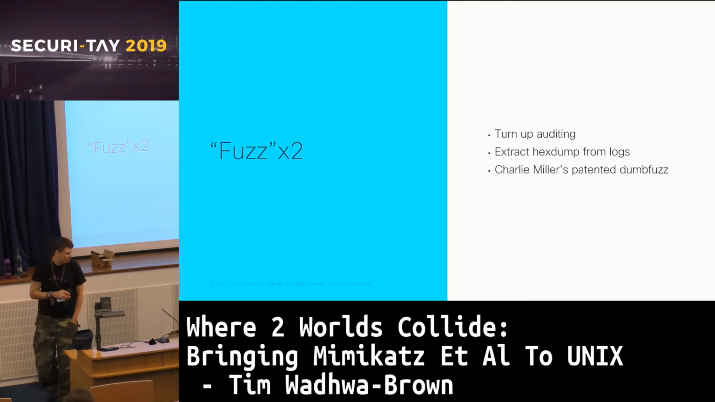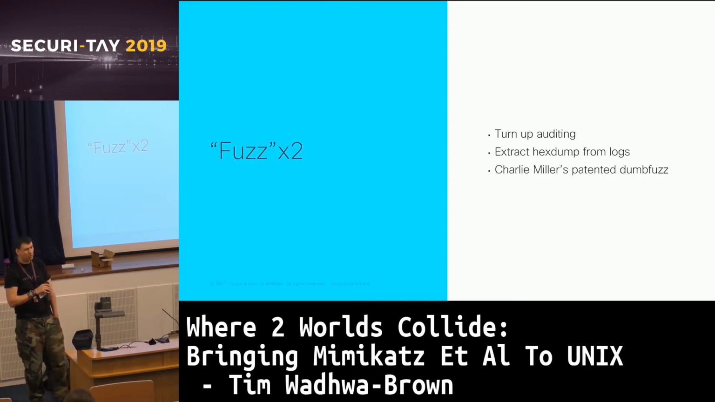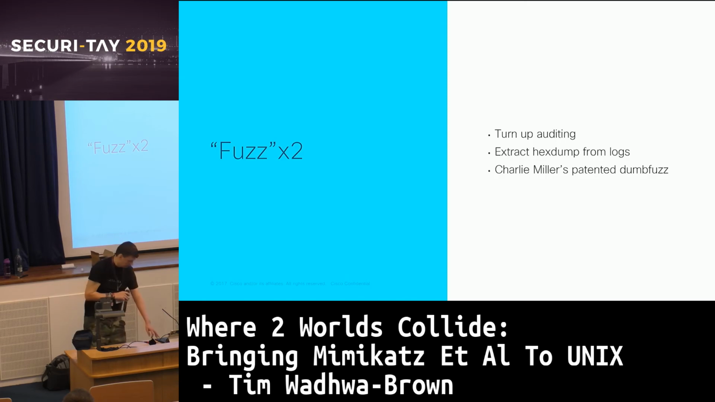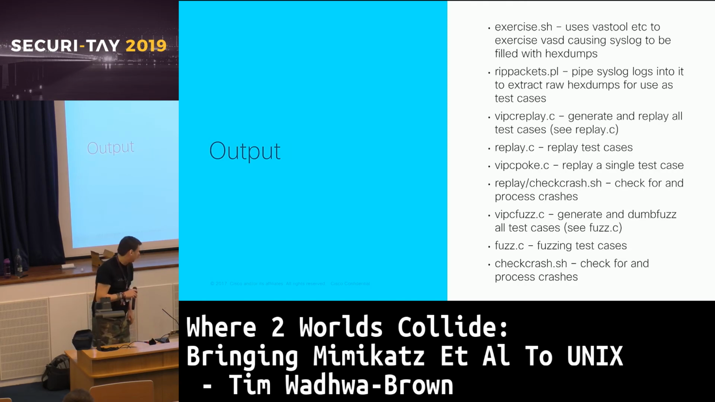So, a broader point perhaps, if you're going to fuzz stuff, turning off auditing really does help you figure out what's actually going on. If you can find a way of getting hex dumps for the protocols you're fuzzing, it's a great place to start, particularly if you're lazy. And Charlie Miller's fuzzing approach, AFL does a wonderful job, but you really don't need to do the level of machining that has been done in some cases to get good results. And that's some of the output from the development side of things. So if you wanted to get involved, those are the kind of things you want to start looking at.